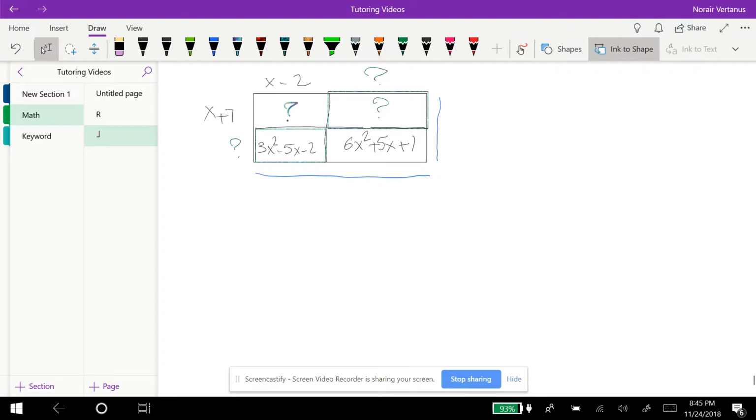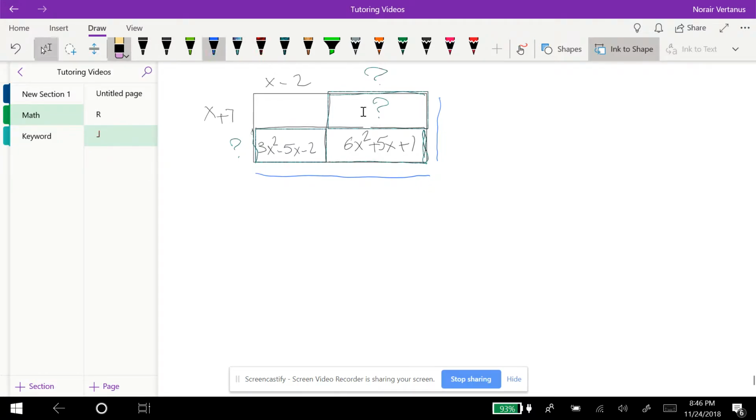And since the opposite sides of a rectangle are the same, if I know this, it means I know this one. And if I know this one, it means I know this one. So when I figure out these unknowns, then I can write it in sum and product form. So I have to start with the most givens and find the unknowns.